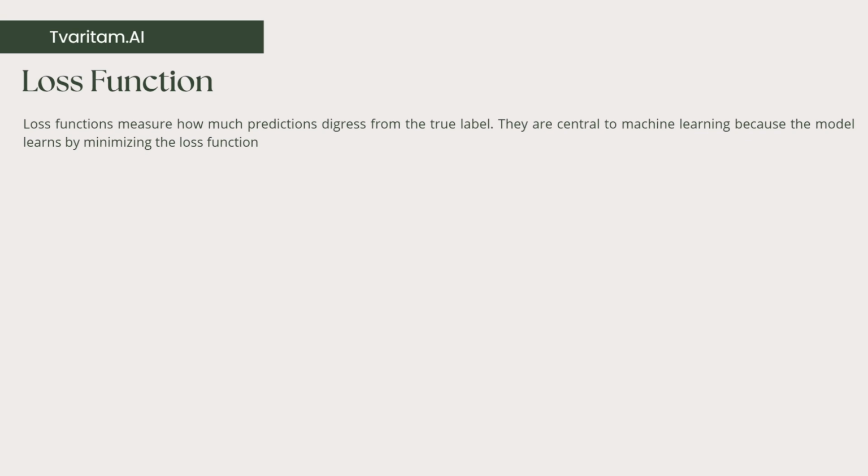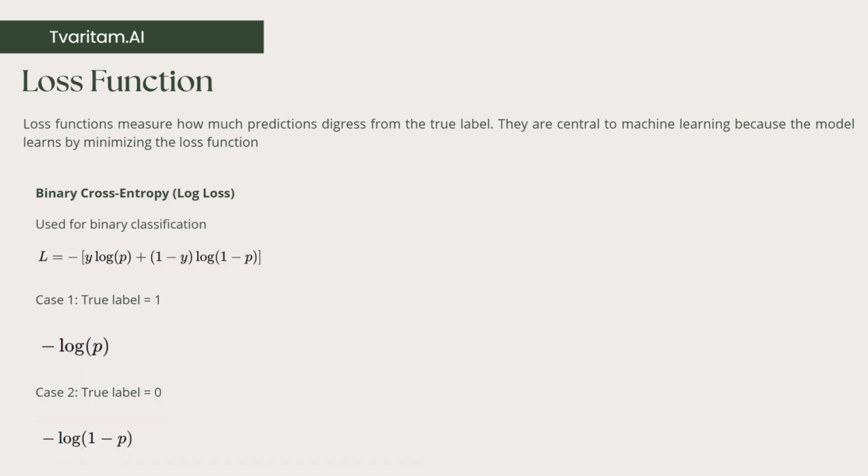The loss function is used to measure how much the prediction disagrees with the true label. In case of classification, we want a small loss when the prediction is correct, a large loss when the prediction is wrong, and a very large loss when the model is confidently wrong. So for binary classification, we use binary cross entropy, or log loss. It helps us to punish wrong predictions non-linearly.